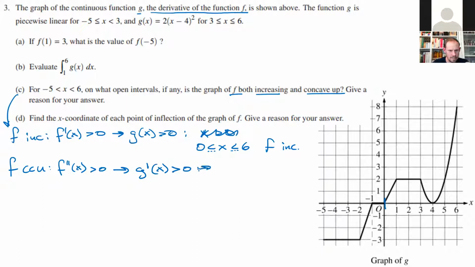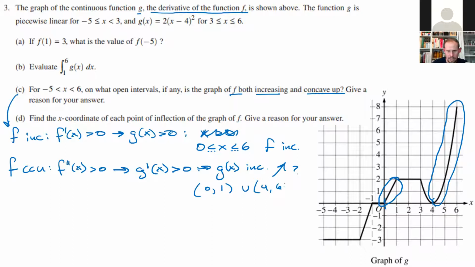Well, that tells us g prime is greater than 0 whenever g of x is increasing. So we want to know, where is g going up? If we look at the curve, it's going up from here to here. Then it's flat. Then it's going down. And then it's going up from 4 on to 6. So it looks like it's increasing from 0 to 1 and from 4 to 6. It specifically says open intervals, so we should probably just leave them open here instead of including endpoints.